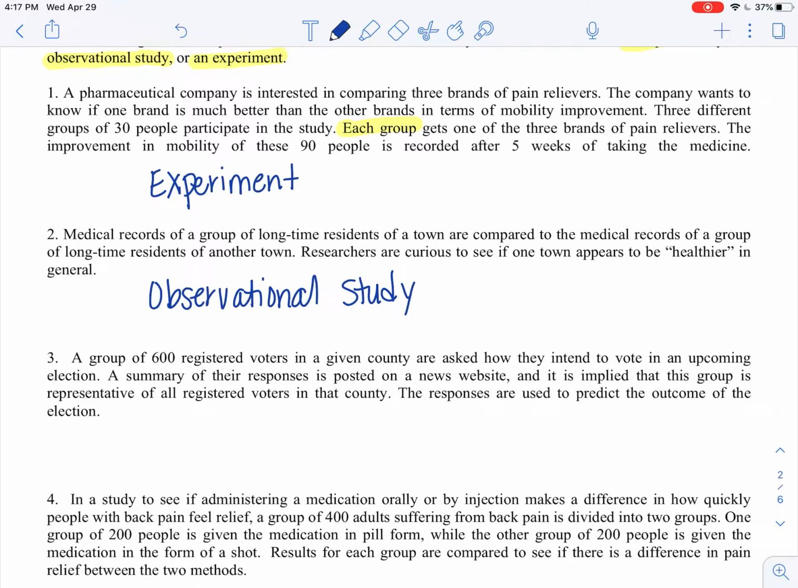Number 3, a group of 600 registered voters in a given county are asked how they intend to vote in an upcoming election. A summary of their responses is posted on a news website, and it is implied that this group is representative of all registered voters in that county.